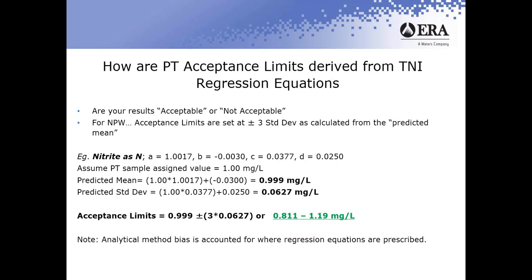Then we calculate the predicted standard deviation. Again, you use the assigned value of 1.0 times the C factor, 0.0377, and then you add the residual, 0.0250.